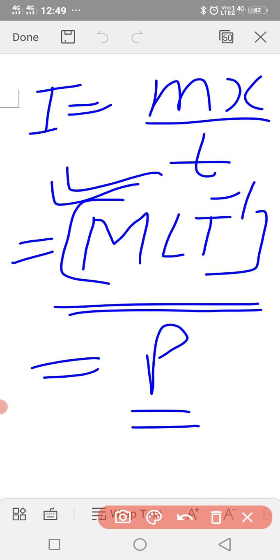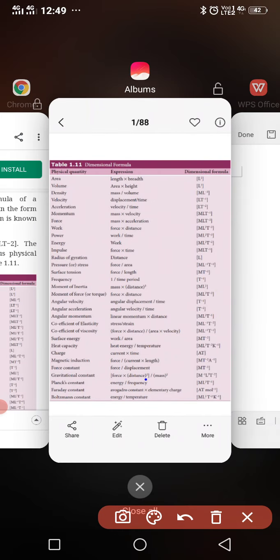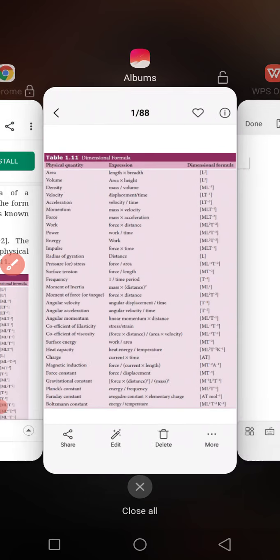So in this way, if you calculate all dimensional formulas, then it will be very easy for you to compare two dimensional formulas. Okay, so the next type of questions which are asked in exams on the basis of dimensional formula are: which of the following is a dimensionless constant or a dimensional constant.